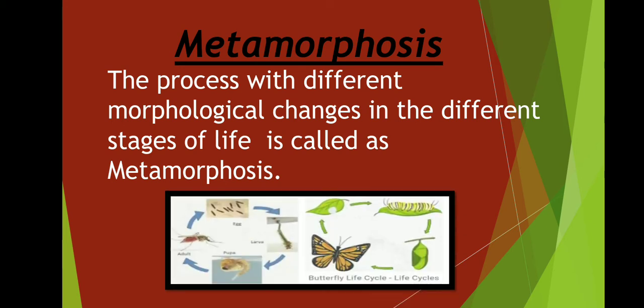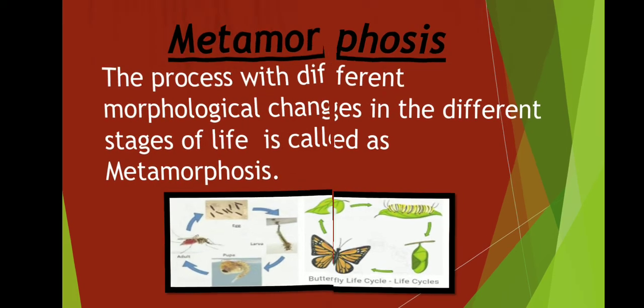Here you can see, let's talk about the butterfly first. Egg develops into caterpillar, develops into pupa, develops into adult. Are the egg and the caterpillar the same? No. Caterpillar and the pupa the same? No. So there are changes. Those changes are called morphological changes in each life stage. Like that, take the mosquito's life. It's also egg, larva, pupa, adult. Each stage is different. So that's called metamorphosis.